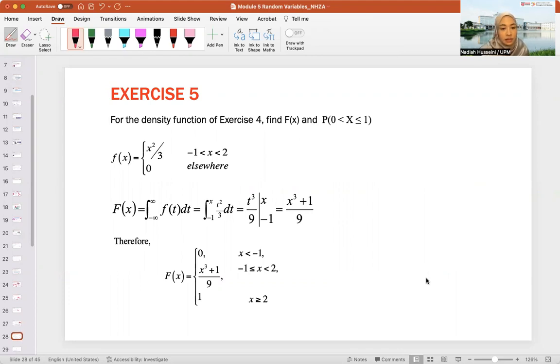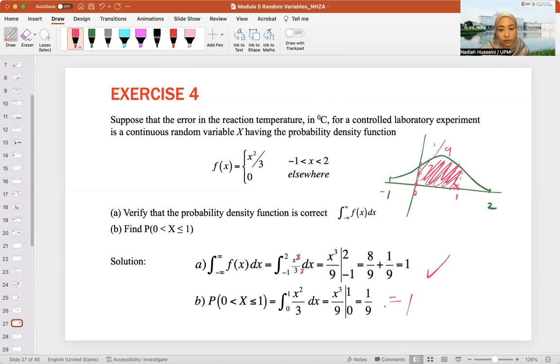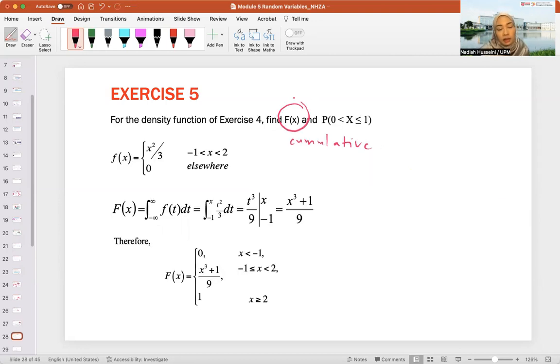Okay, for the same density function that we saw earlier, find the capital F(x), or cumulative distribution function. Cumulative. Oh, sorry. Luckily I'm not teaching you guys spelling. Cumulative distribution function. And also find out the probability of x from 0 to 1. Previously, we already did this one. We are expecting the value to be 1 over 9, but we're trying to find out using a cumulative distribution function. So let's see how that goes.